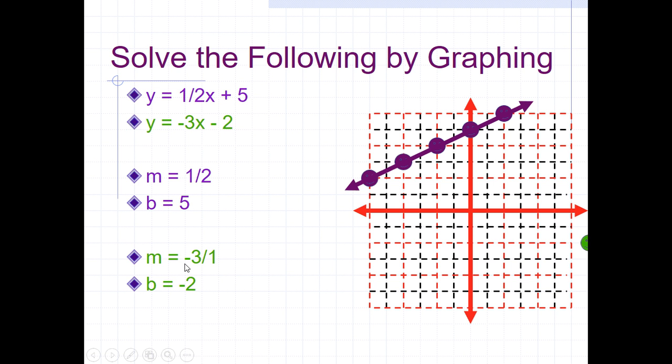My next line, I'm going to start here at -2 on the y-axis, and then from there I go down 3 and over 1. Well, going down 3 and over 1 is going away from the other line, and I want to find where they intersect, so I'm going to go the other way, up 3 and over 1, until I find the exact spot where they touch. That intersection is the solution. So the answer here would be x is -2, and the y value is up here at 4.